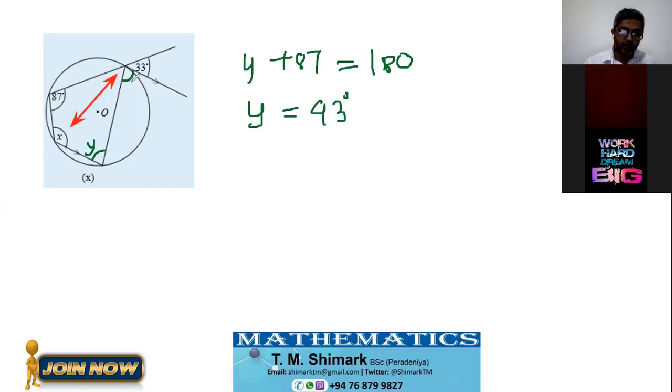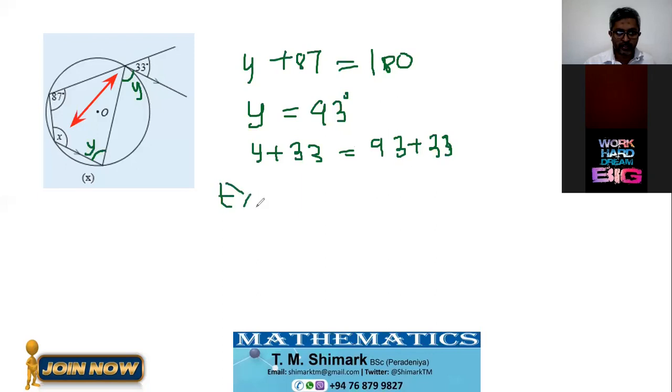That y here, this is also y, because these are parallel lines. So this is going to be y, am I correct? So y plus 33 is going to be my exterior angle. So y is 93, plus 33 is how much that exterior angle is going to be.